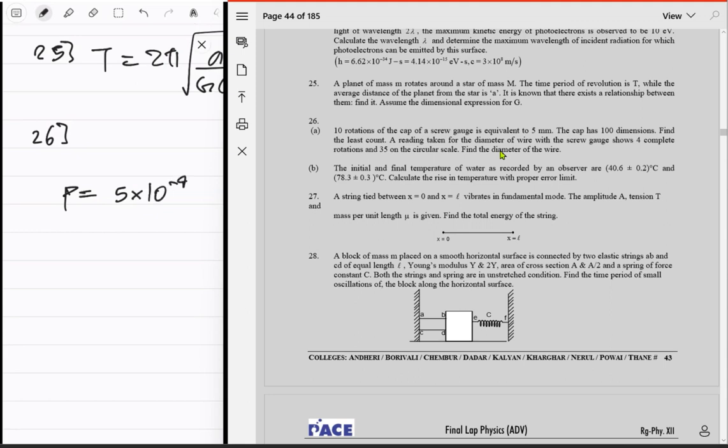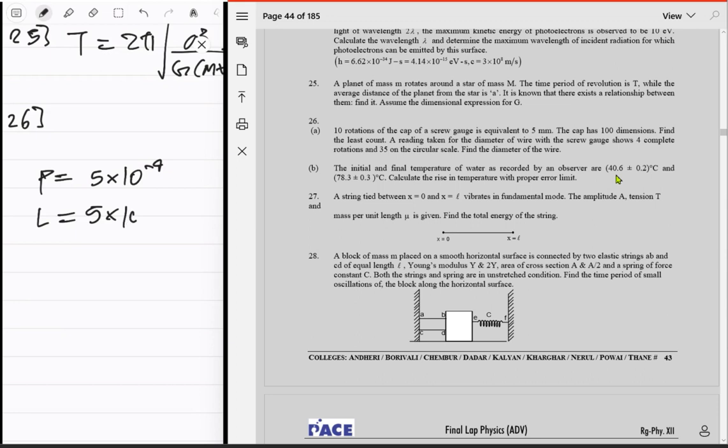Okay. Cap has 100 divisions. What? Cap? क्या बोल रहे हैं लोग? I think बोल रहे हो कि screw has 100 slots or something like that. Find the least count. That's not hard. It's just pitch upon 100 in that case, right? Okay, so like least count is what? L बोल दो, just 5 times 10 power negative 6 meters, like 5 micrometers.